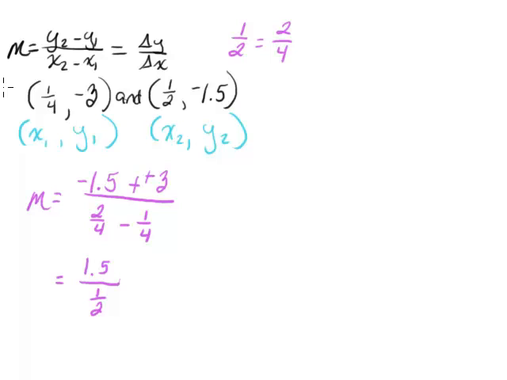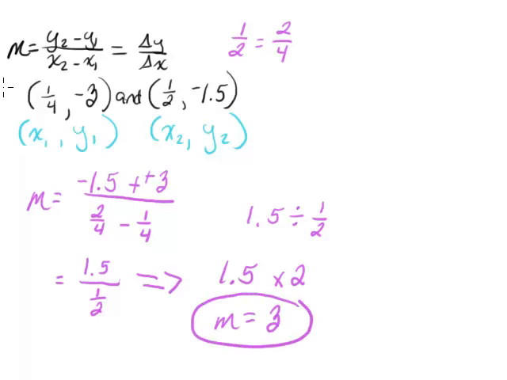If you have a calculator, you could say 1.5 divided by 0.5. This is equal to 1.5 times 2. Remember, because when you're dividing fractions, this is your inverse right here. So 1.5 times 2, your slope for this line is 3.